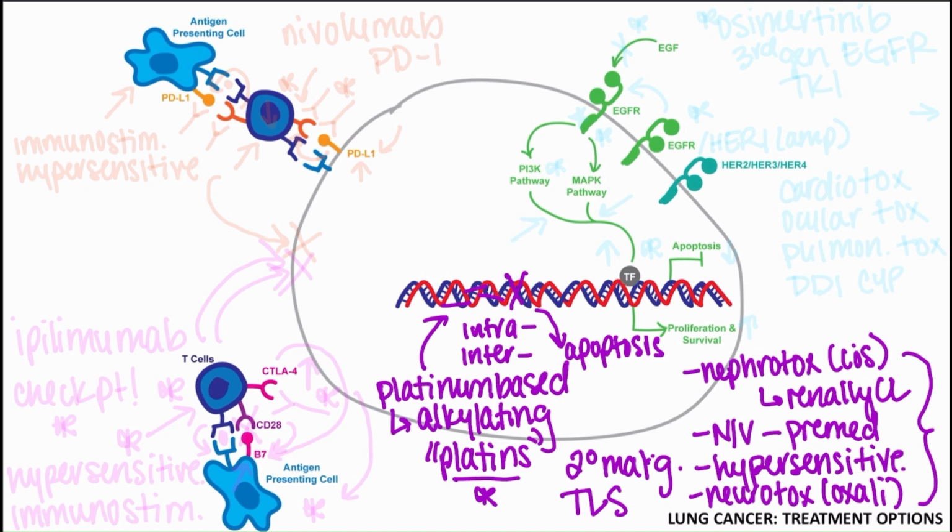The first agent we're going to discuss is ipilimumab, which is a monoclonal antibody against CTLA4, or cytotoxic T lymphocyte associated protein 4. Now, there are two types of immune cells we need to introduce. So the first are going to be our T cells. So think of these as effector cells. And our antigen-presenting cells, think of these as sounding the alarm for the rest of the immune system to kick into gear.